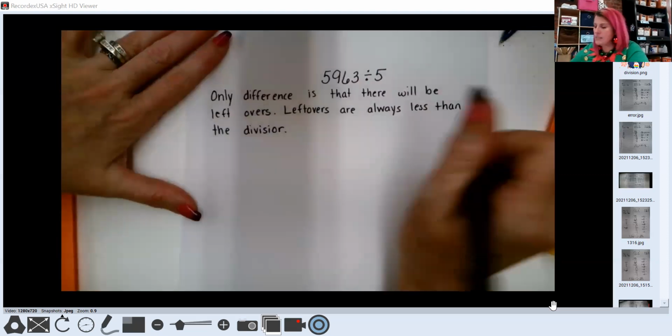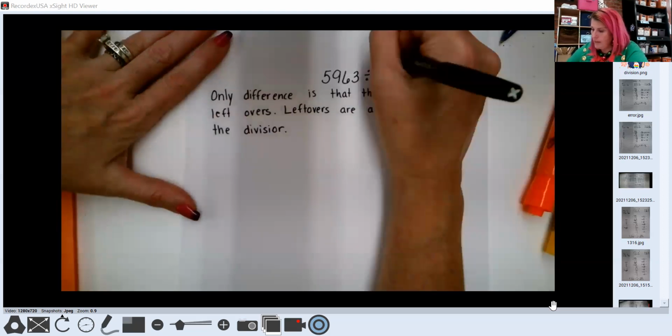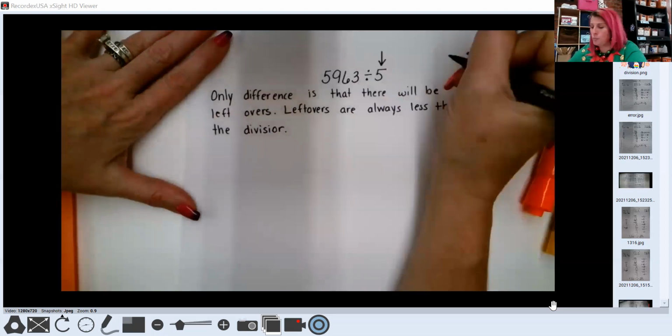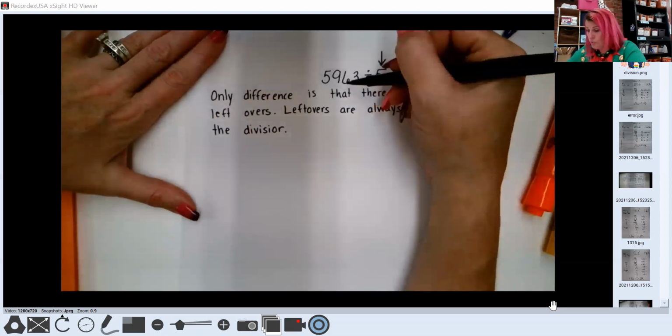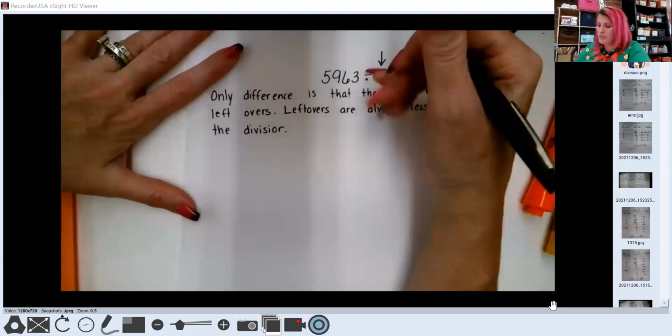So our divisor is still the same number. The divisor is the number of groups. This is what we're breaking our number up into the groups.